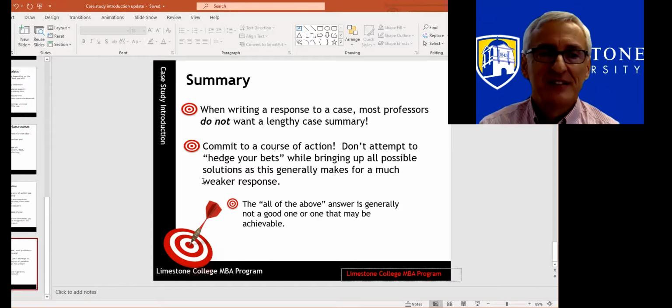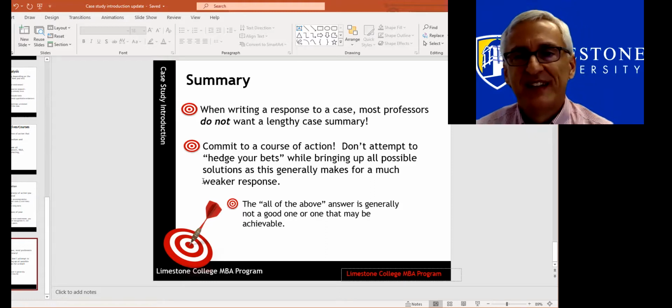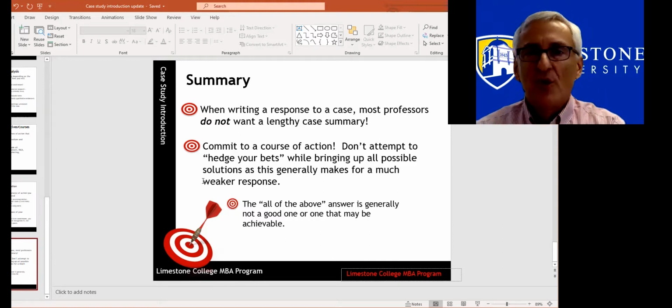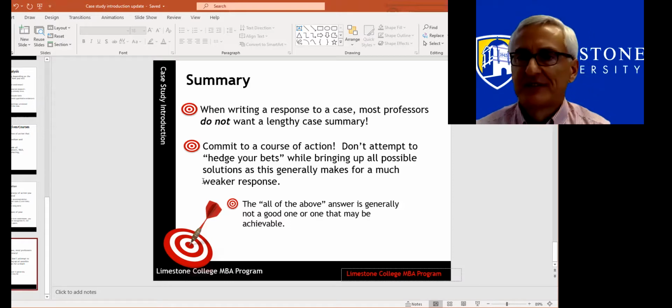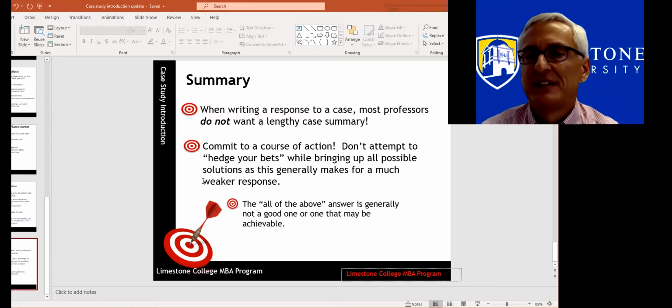And the last bullet is, and this happens every now and again with MBA students, that they don't want to commit to a course of action. They just throw in like 100 different things. That's an exaggeration. They throw in 10 different things and say, well, the company could do any of these. And again, that is not a good recommendation.